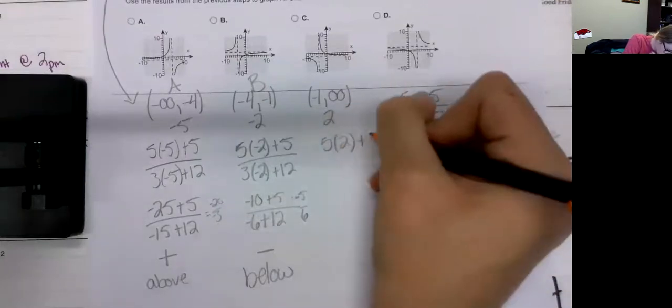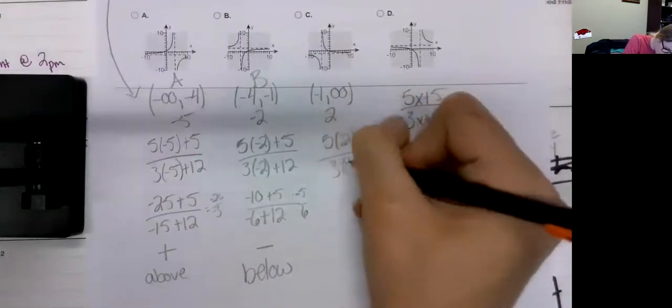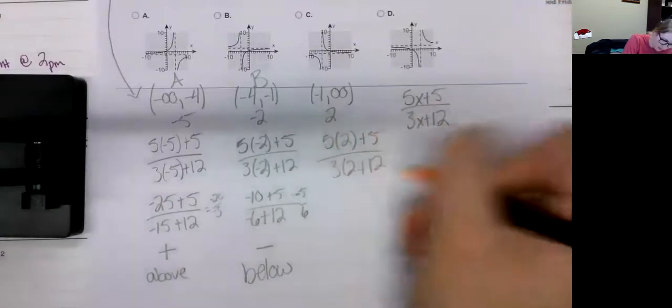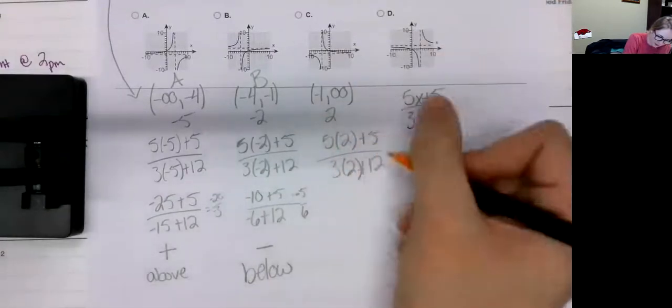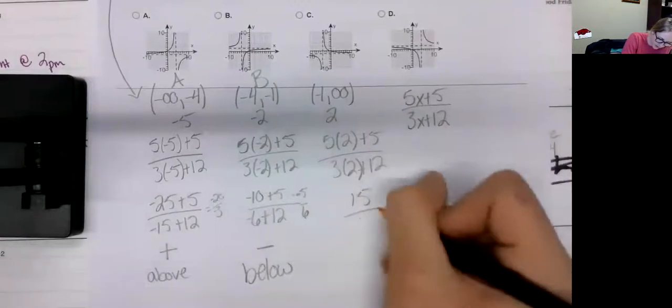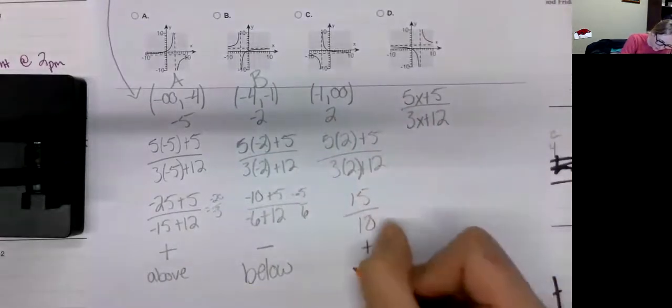Then 2, so we have 5 times 2 plus 5 over 3 times 2 plus 12. There's nothing in here that's going to make that negative. 10 plus 5 is 15. 6 plus 12 is 18. It's positive. It's above.